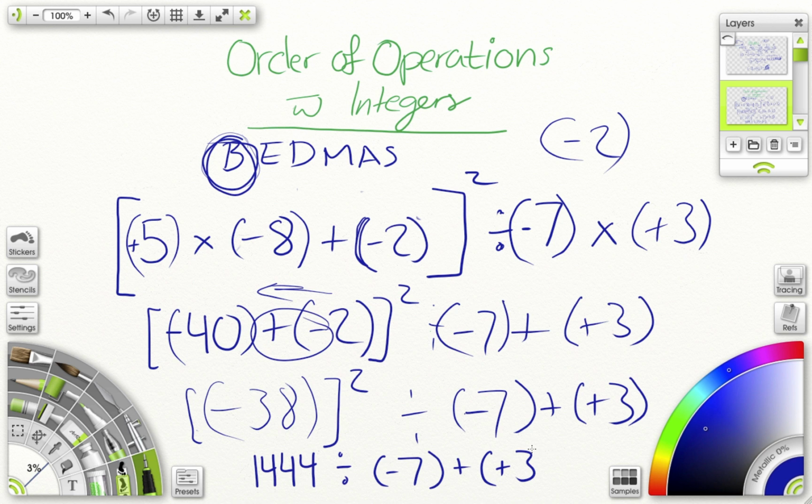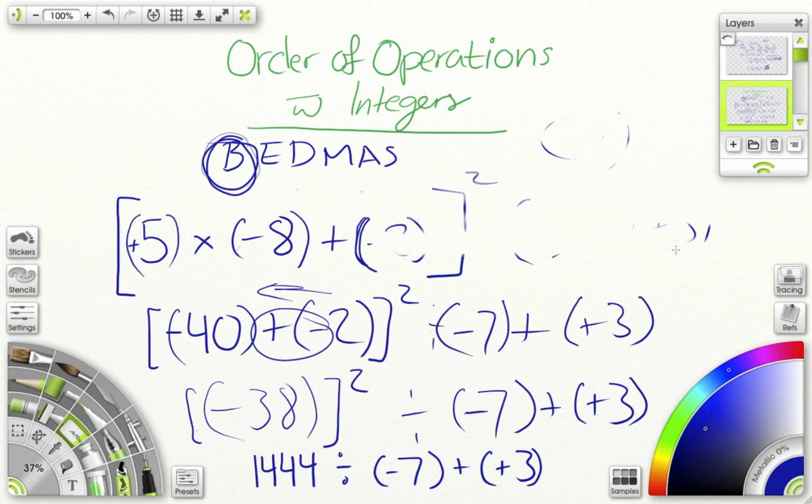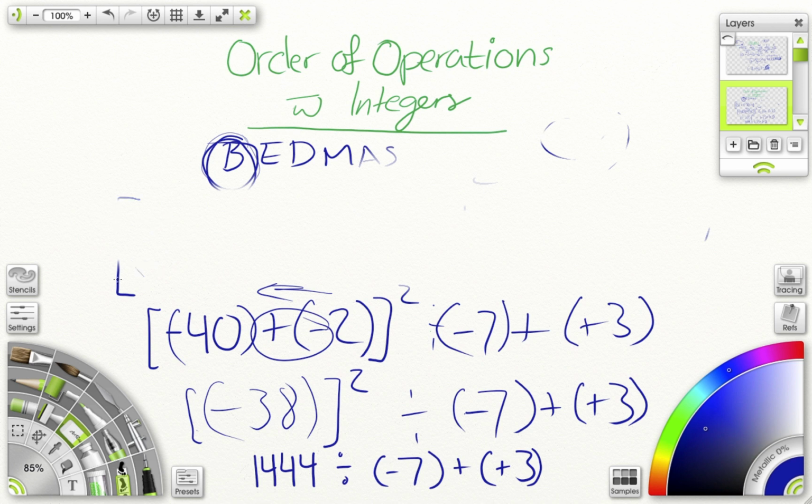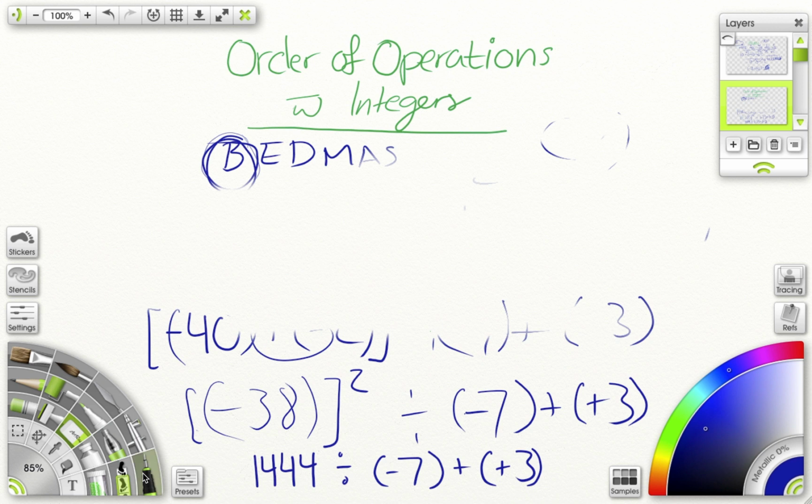I'm just going to erase my top part here so I can continue on up here. Okay, so I'm just going to recopy this down: 1,444 divided by -7 plus +3.